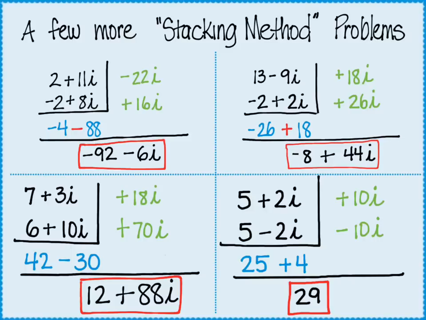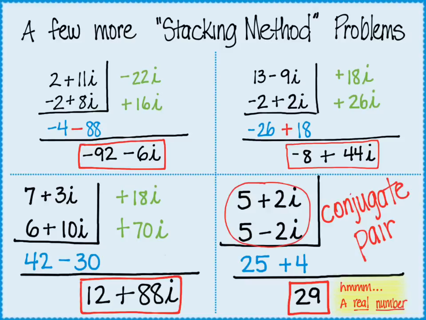which is rather interesting because we started by multiplying these complex numbers. And this 29 is just a simple real number. There's no i's left in that. Well, what were we multiplying? What was this 5 plus 2i times 5 minus 2i? That was the conjugate pair.